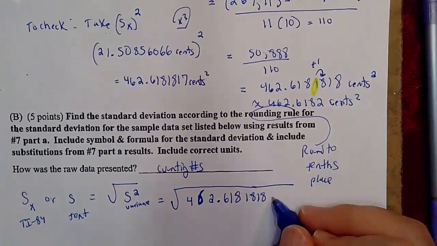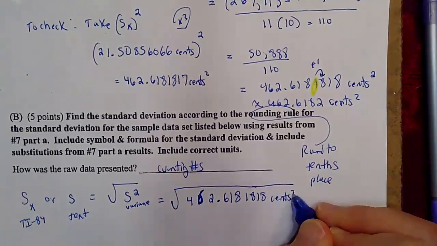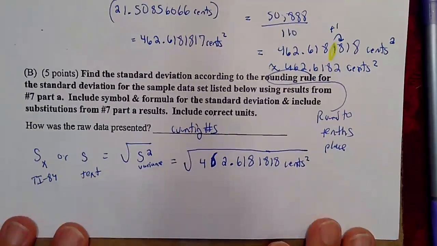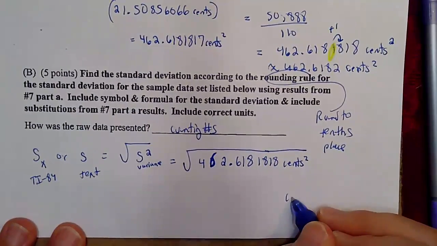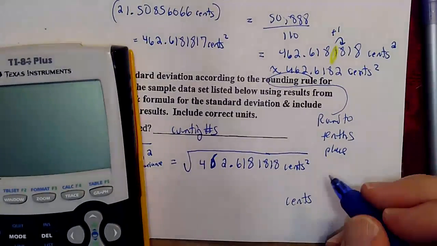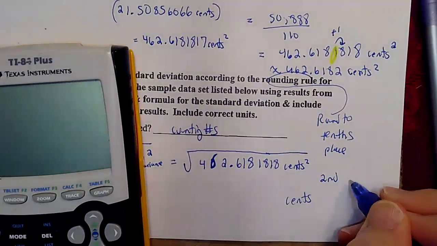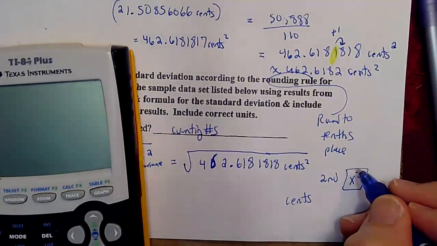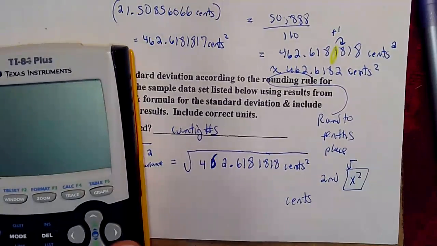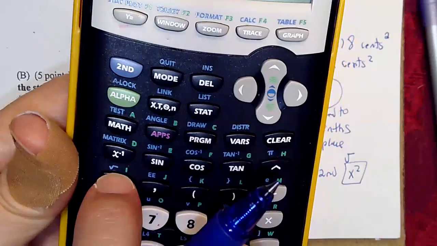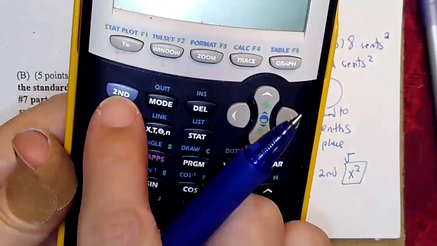And this was cents squared. So you see when you take the square root of cents squared, it's just cents. This is going to just give you cents. And then I'm going to take the square root. So for the square root, you want to use the second button and then back to the x squared, because the x squared has that little radical in blue. See that little radical right there in blue? And that's why you do second.